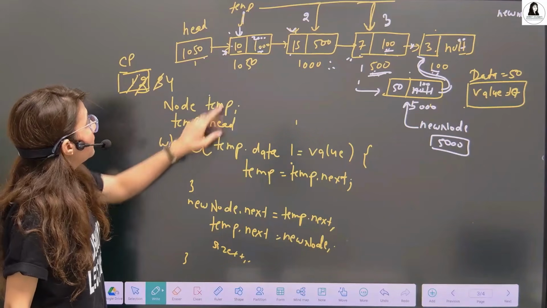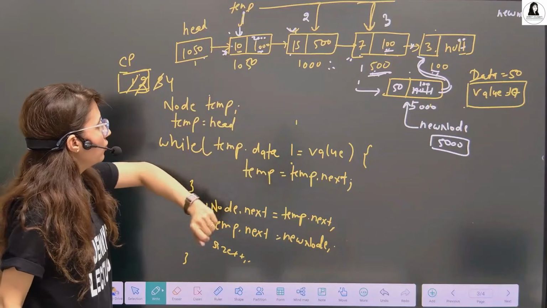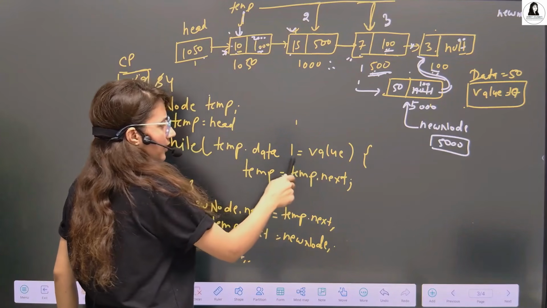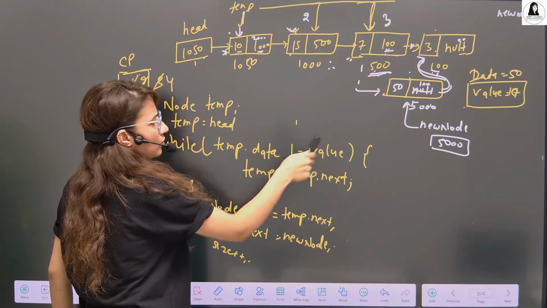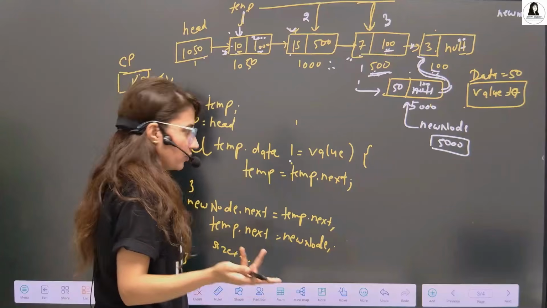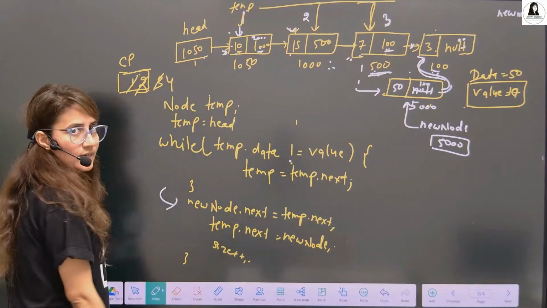So node temp is equal to head, while temp dot data not equal to null. Temp dot data is equal to 10. Is it not equal to value? No, this condition is not true. It is equal to value, so we will not move further. Okay, fine, that's exactly what we want. Now go to the next line.